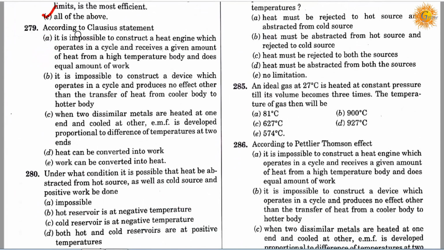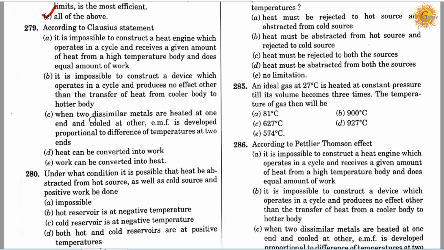Question number 279. According to Clausius' statement, option A, it is important to construct a heat engine which operates in a cycle and receives a given amount of heat from a high temperature body and does equal amount of work. Option B, it is impossible to construct a device which operates in a cycle and produces no effect other than the transfer of heat from cooler body to hotter body.